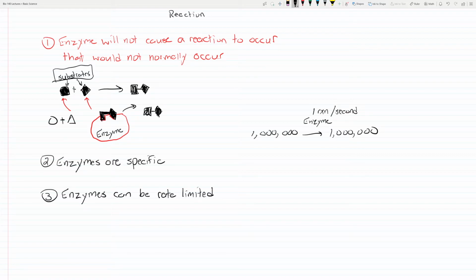And so what you see is, it's actually a really neat equation. Enzymes actually peak out. You can saturate an enzyme, and this is called the saturation point. No matter what you do, the only way you can actually increase the rate of reaction is by adding more enzyme. Okay, and that is the saturation point. So that's rate limited.